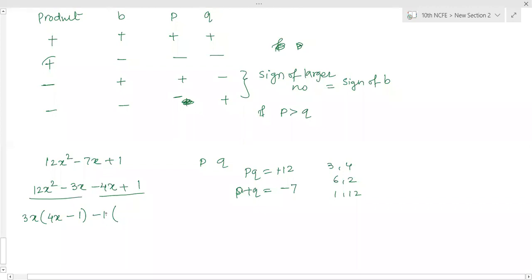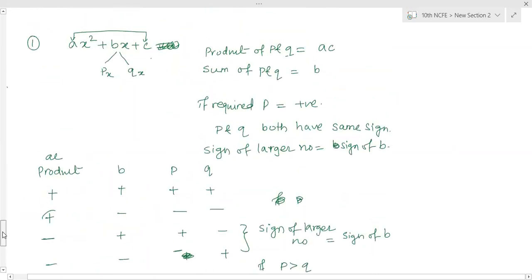When we take minus 1 common, the sign of both the numbers will change. It was minus 4x, it will become plus 4x, and now plus 1 will become minus 1. Now take the bracket common. What is left in the bracket? 3x minus 1. So these are the two factors. Is it clear? Yes, ma'am.